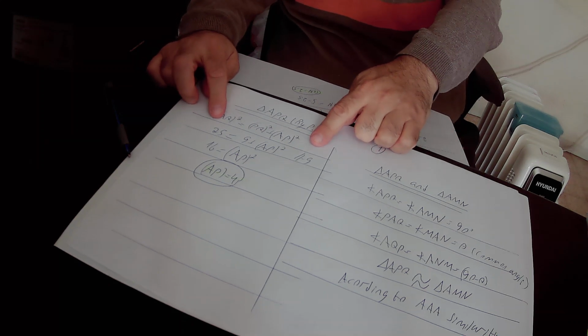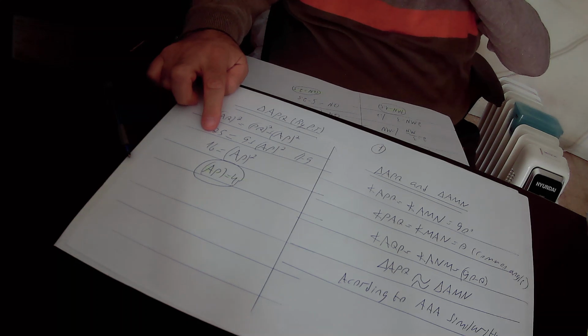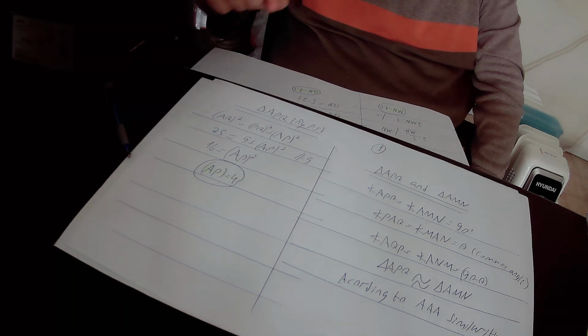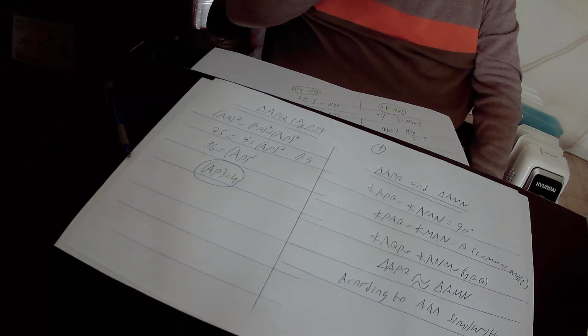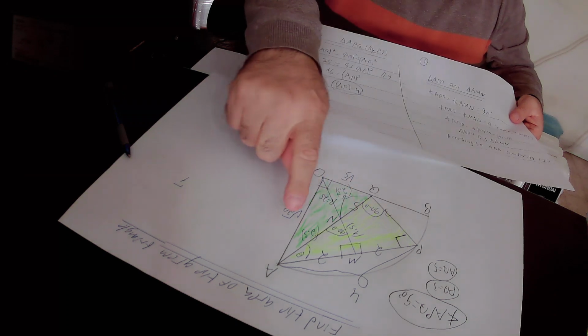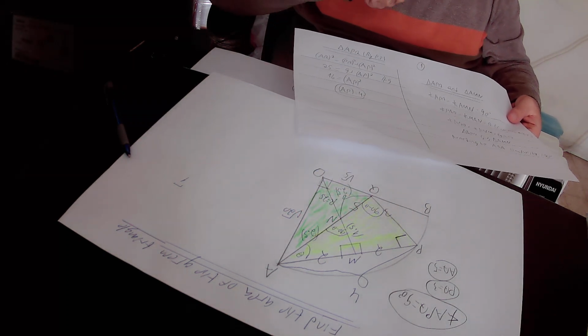Subtracted 9 from this equation and found out that 25 minus 9 is 16, so 16 equals AP squared. We took a root out of this equation and found out that AP equals the square root of 16, that is 4. So here, line segment side PA equals 4 units.